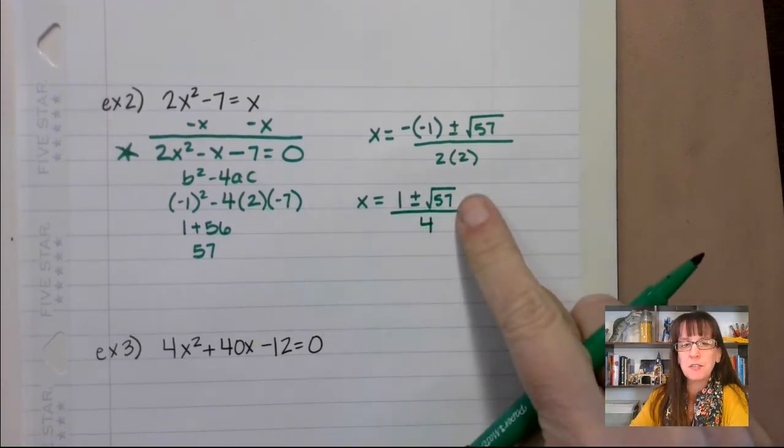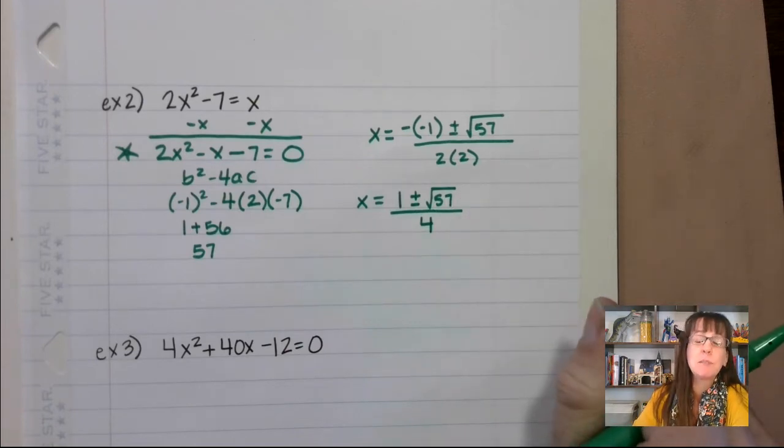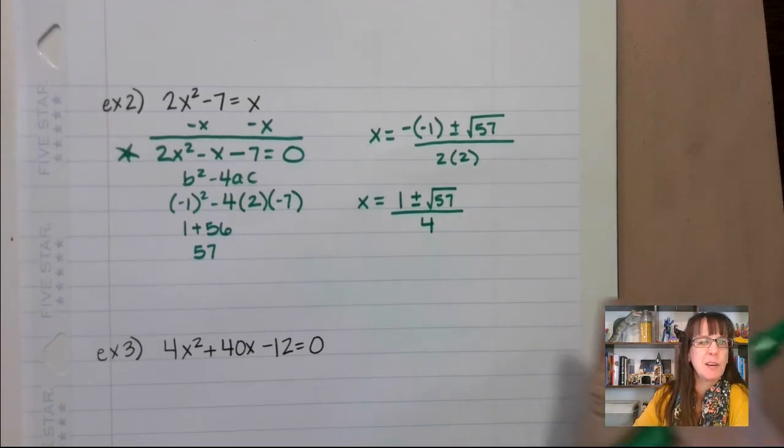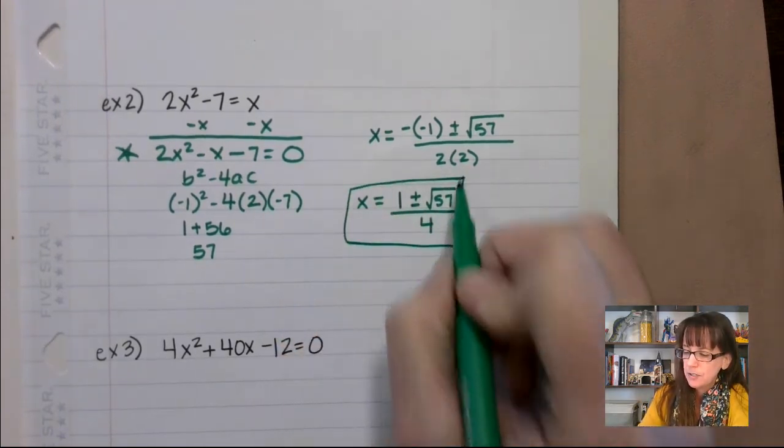Now you always want to ask yourself, can I reduce that any further? Can I simplify, not reduce, simplify that radical? Is there a perfect square that's hidden in there? In this case, there's not, so this is your solution.